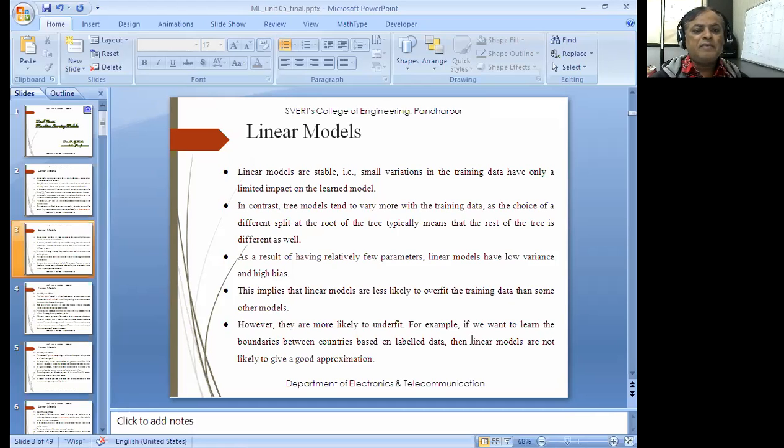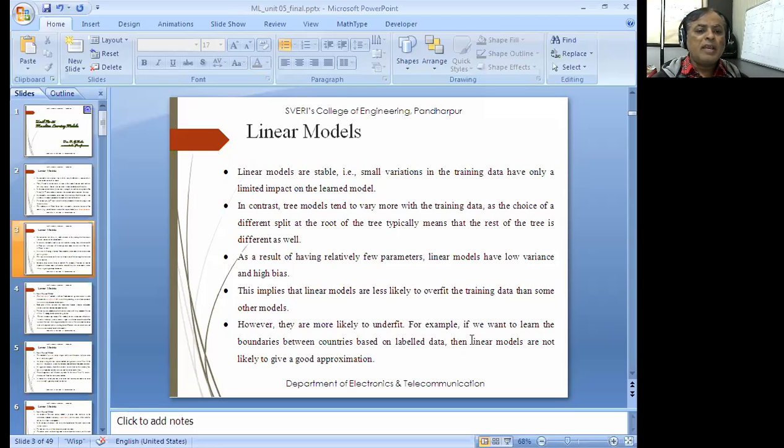As a result of having relatively few parameters, linear models have low variance and high bias. This implies that linear models are less likely to overfit the training data than some other models. So the overfitting issue is not there. Overfitting means the result on the training data is much better than on the test data, or the accuracy on the training data is much higher than on the test data. That kind of issue is not there as far as the linear model is concerned.